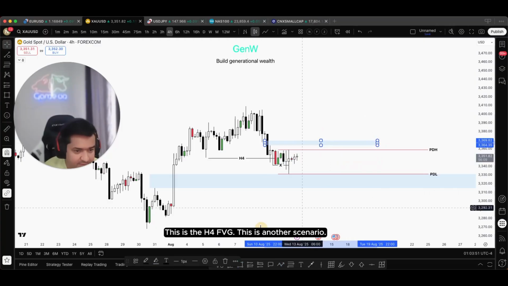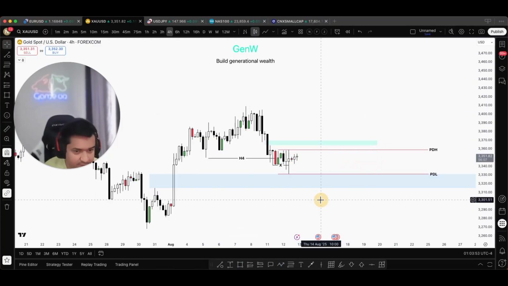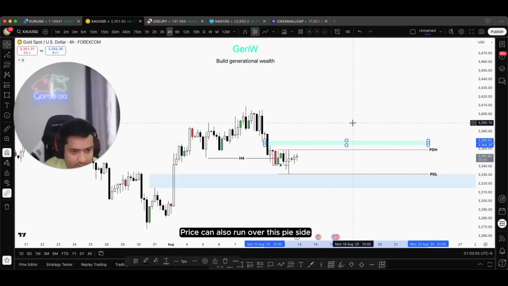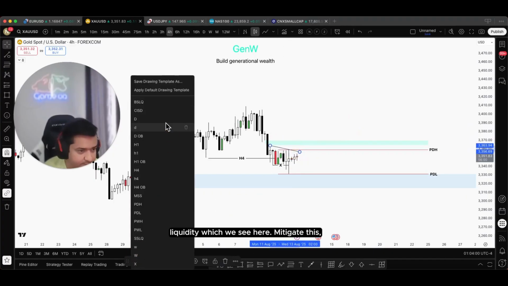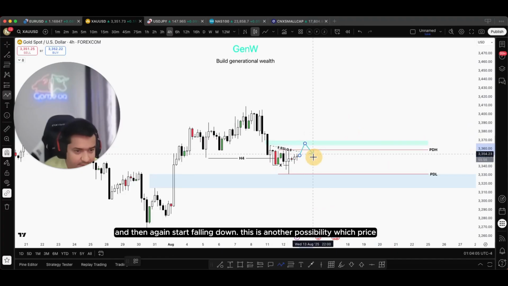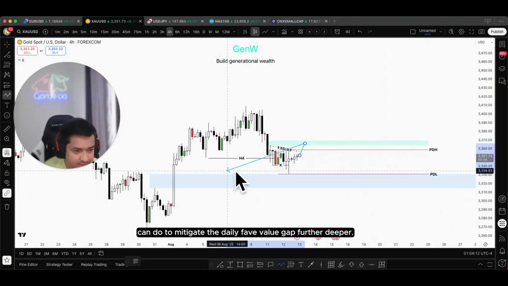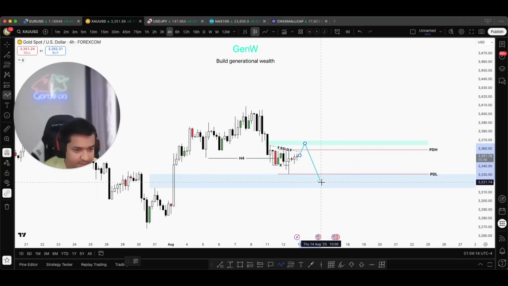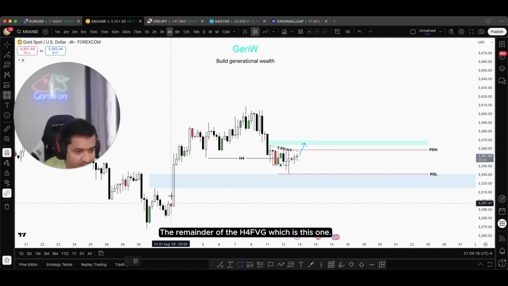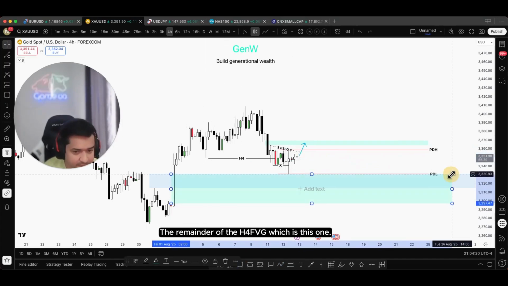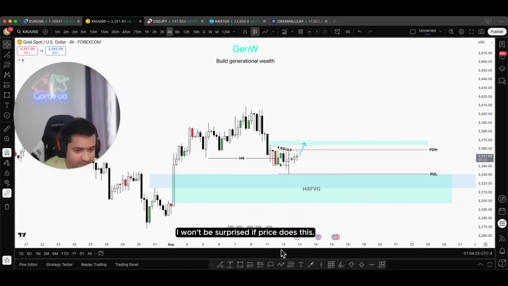But what if price does this? This is the H4 FVG. This is another scenario. Price can also run over this buy side liquidity which we see here, mitigate this, and then again start falling down. This is another possibility, which is for price to mitigate the daily fair value gap even deeper, right here. If we look at the remainder of the H4 FVG, which is this one, this is still unmitigated and this is quite wide.